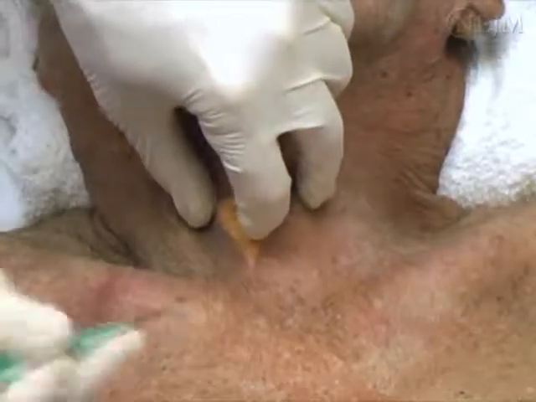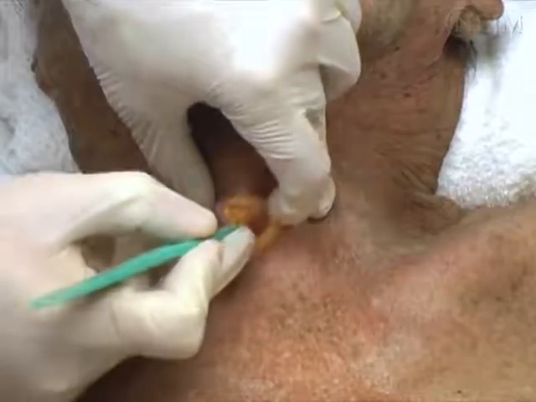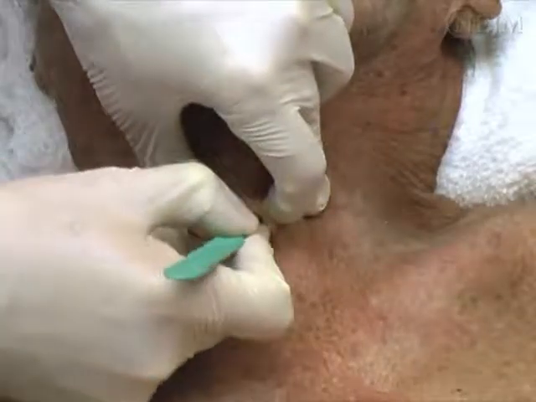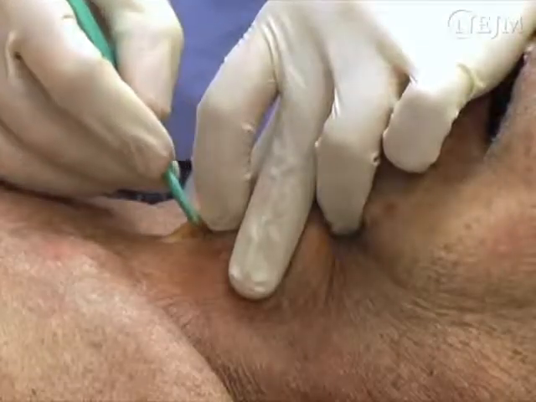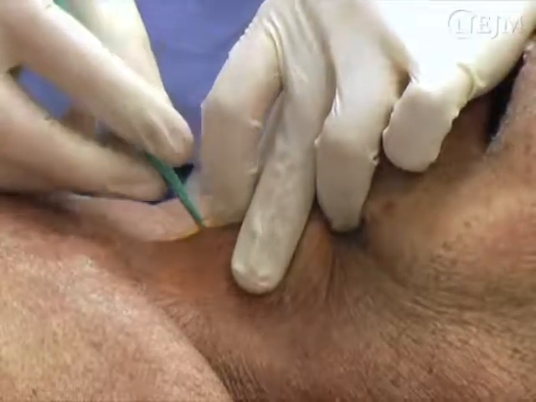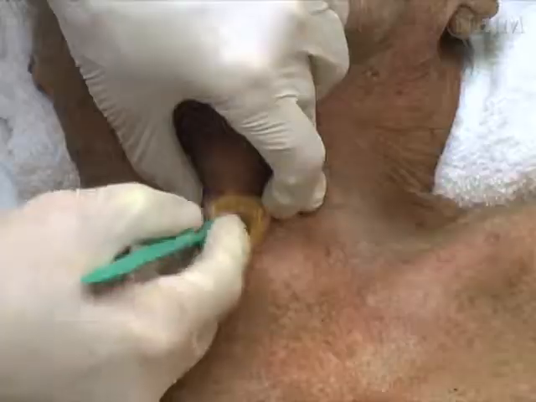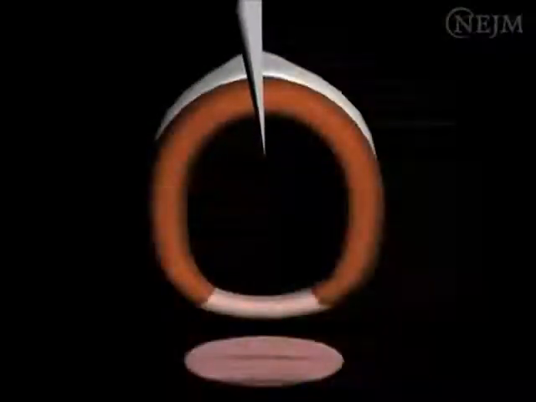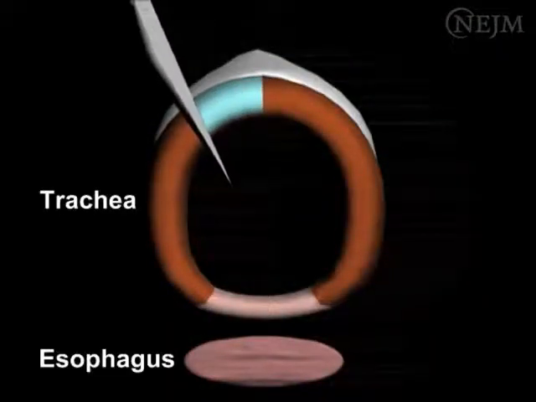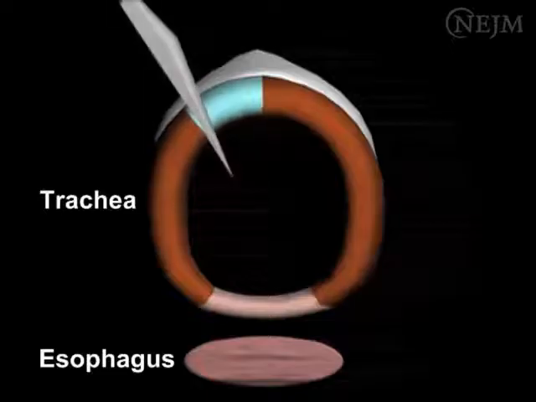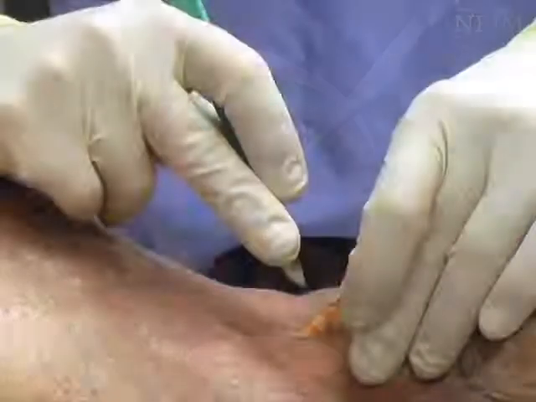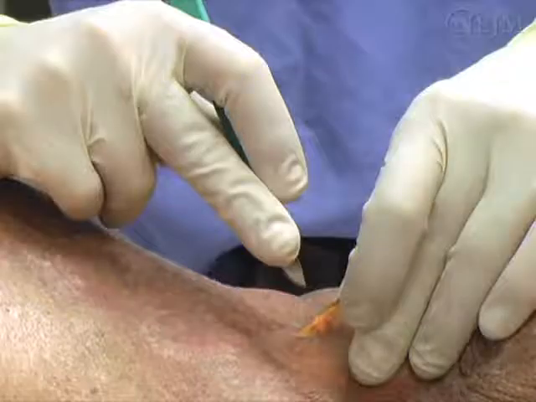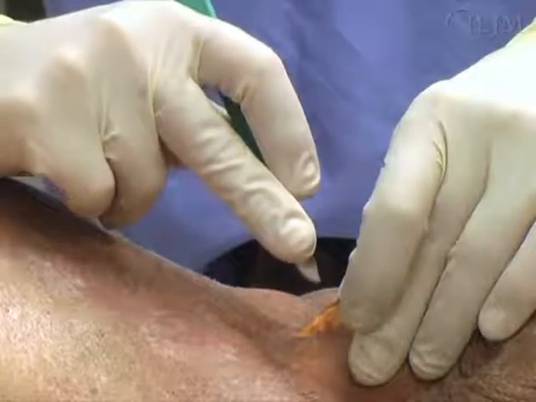Next, use the scalpel to make a horizontal incision through the cricothyroid membrane. You may feel a pop as you enter the trachea. Extend the incision laterally, turn the blade, and extend it in the opposite direction. To avoid penetrating too deeply and perforating the esophagus, which lies posterior to the trachea, do not go more than 1.3 centimeters deep.